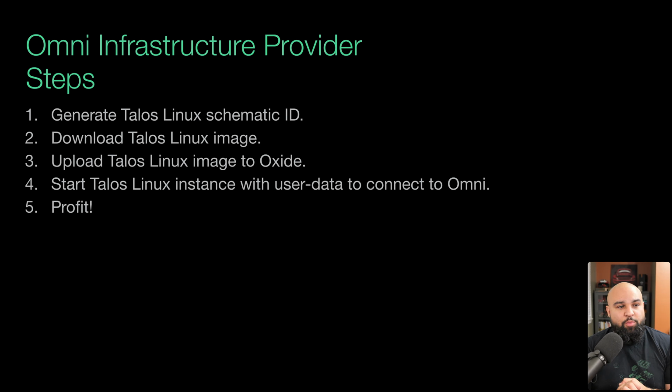An Omni infrastructure provider really is meant to do a couple things. One, it's meant to generate what's called a Talos Linux schematic ID, and that holds all of the kernel parameters and configuration that the Talos machine should be started with. Then the plugin's supposed to download the Talos Linux image, upload that image to Oxide, and then start the Talos Linux instance with the correct cloud-init user data so that it can connect to Oxide. That's really all it does. And if you look at the code, if you look at the steps for it, this is all it does.